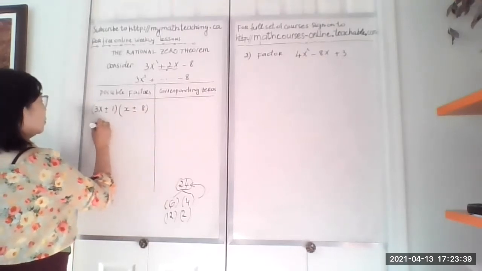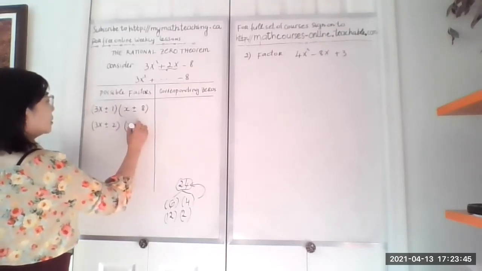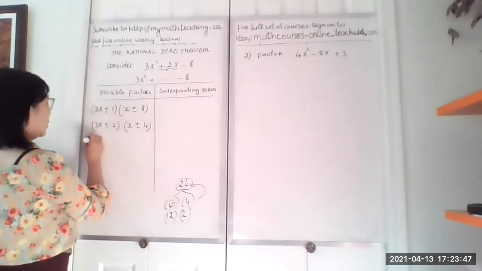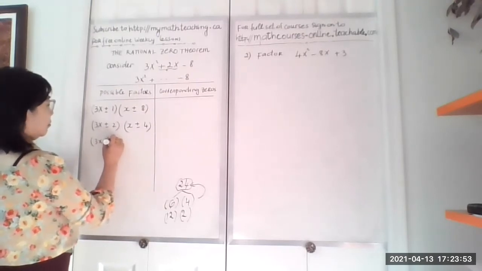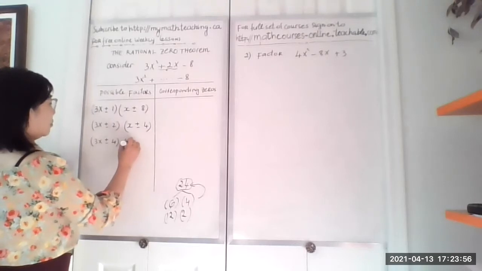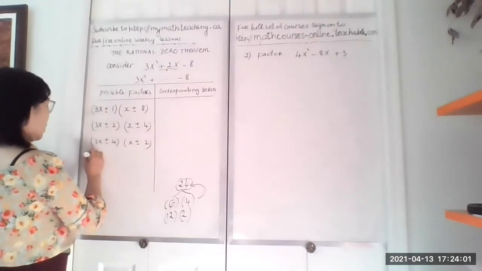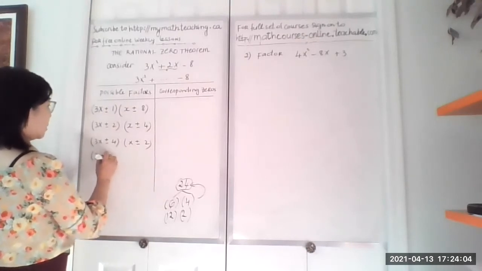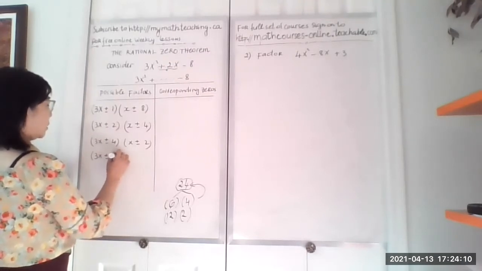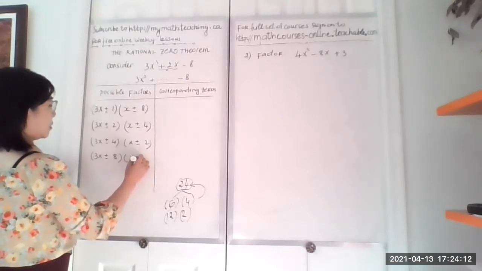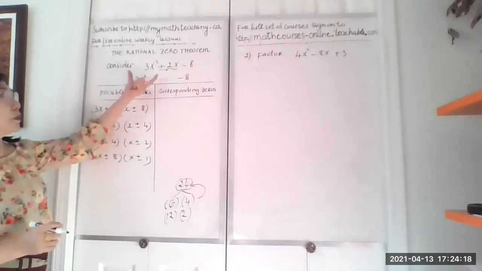The next could be 3x plus or minus 2 times x plus or minus 4. The next one could be 3x plus or minus 4 times x plus or minus 2. The next one, I could have 3x plus or minus 8 times x plus or minus 1. So these are the possible factors of this expression.